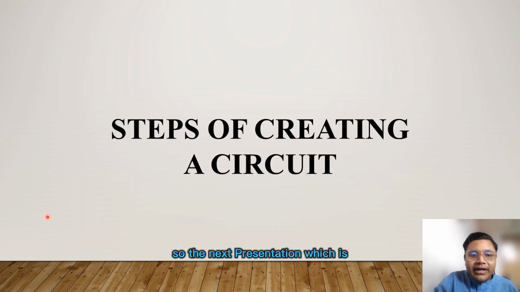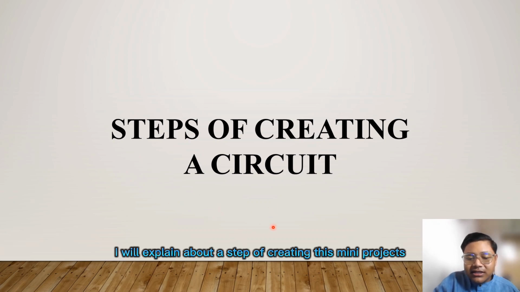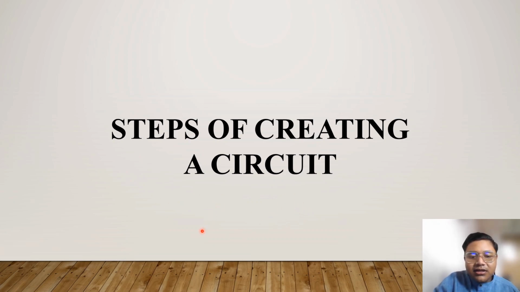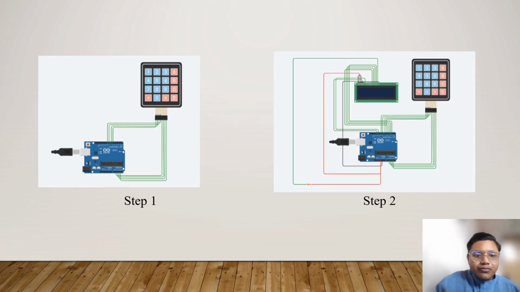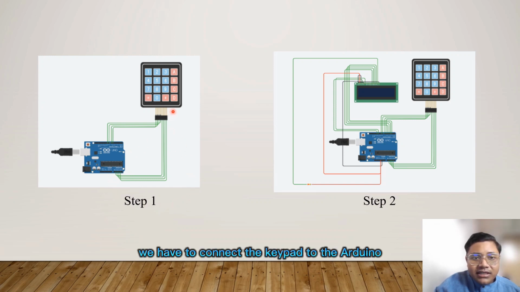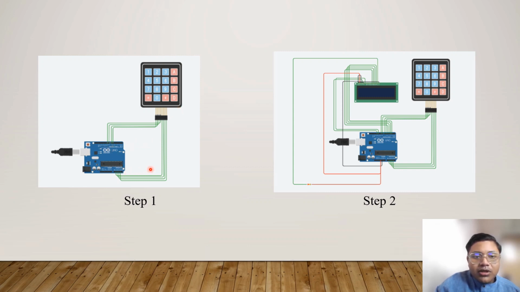So the next presentation, I will explain about the steps of creating our mini project circuit. So let's go. So the first step is we have to connect the keypad to the Arduino by using the wire. The row part of the keypad is connected to the digital holes of the Arduino, while the column part of the keypad is connected to the analog holes of the Arduino.